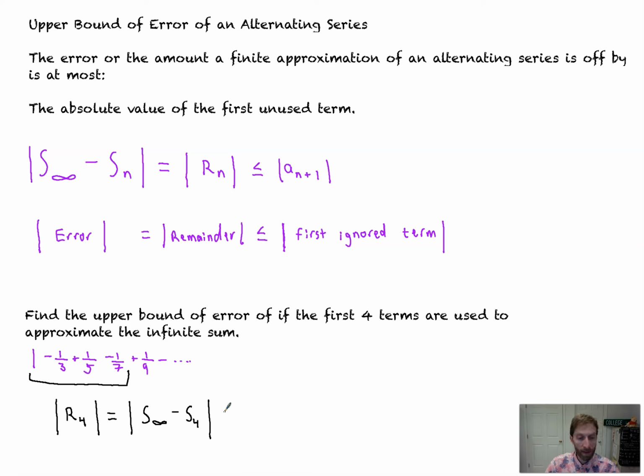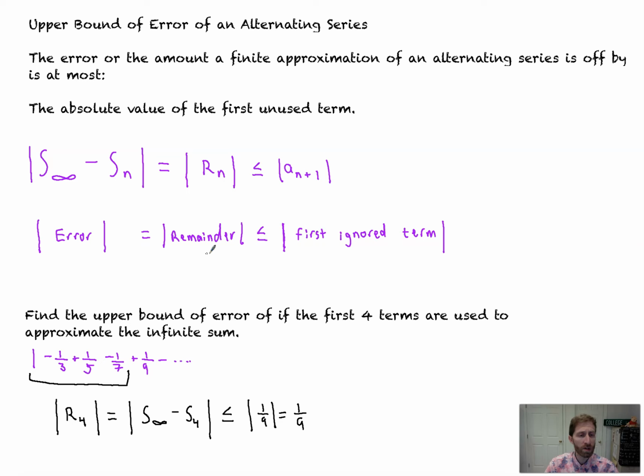And what will that be? Well, that's going to be less than or equal to the absolute value of the first ignored term, which in this case is the absolute value of 1/9, or 1/9. So what that means is, whatever the sum is, we're off by at most 1/9. Maybe we're off by only 1/100th. We don't know. But that is the farthest off that we can be. And we'll go over why that makes sense towards the end of this video.